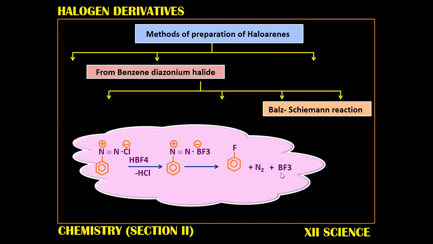I'll repeat the entire part. This is benzene diazonium chloride. Don't forget to write the name. And this compound is called fluoroboric acid, HBF4. Here HCl is eliminated, one HF gets eliminated. Then we get benzene diazonium fluoroborate.